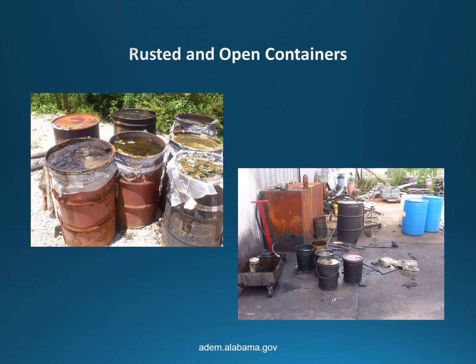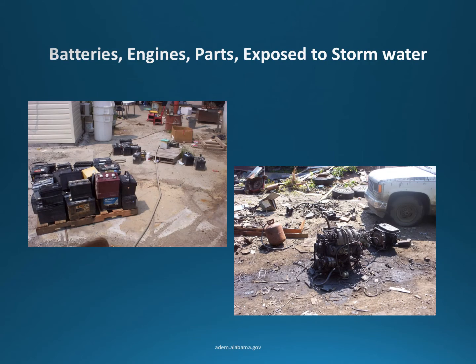Containers should be routinely inspected. If there's evidence of leaks, then promptly repair or replace damaged parts to prevent polluted runoff. Also, open containers should be closed when not in use to prevent spills. Batteries, engines, and parts should be stored in a way that avoids exposure to rain. This can include storing parts indoors or storing under a roof on a sealed surface. If you store oily parts outside, then use weather and leak-proof covered containers.